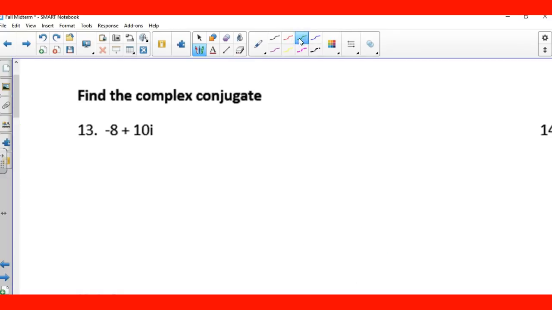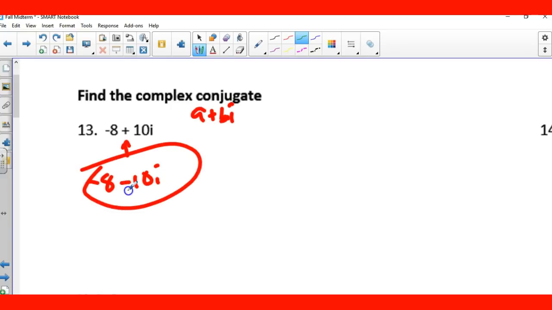All right, for this one, find the complex conjugate. Man, all you gotta do is identify the imaginary part and change the sign, the operation sign in front of it. So I have -8 - 10i. All right, make sure it's in standard form, a + bi. All right, there's the conjugate: -8 + 10i.